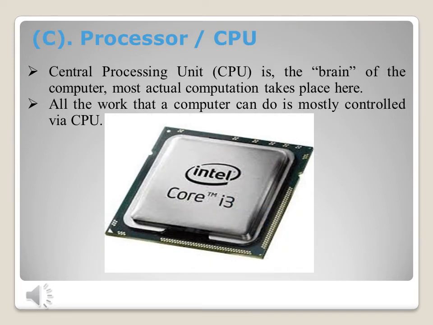Next is the processor or CPU. CPU means Central Processing Unit. It is also known as the brain of the computer. All the actual computation will take place in the CPU. All the work inside the computer will be controlled by the CPU. It is the main processing unit of our computer.